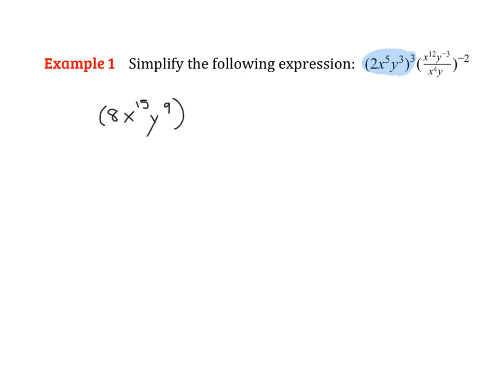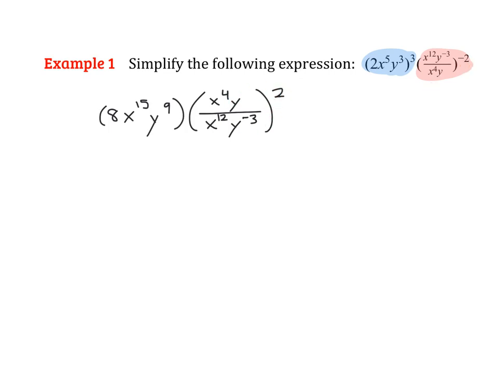All right, so in this next part, I'm going to combine two of our properties into one. We're going to address the negative, and we're going to raise all of these terms to the power of 2. So the first thing that's going to happen is the negative is going to flip the numerator and denominator. So we have x to the power of 4 over y, and then x to the power of 12 over y to the power of negative 3. And then when we do that, our negative simply disappears. So it's still squared, but the negative is no longer there.